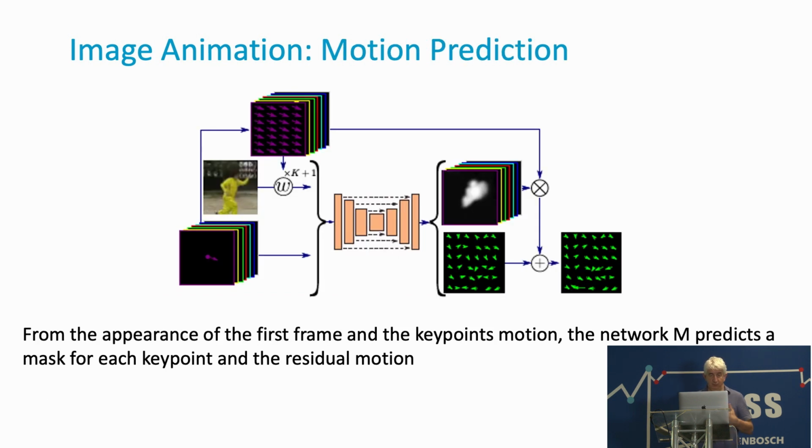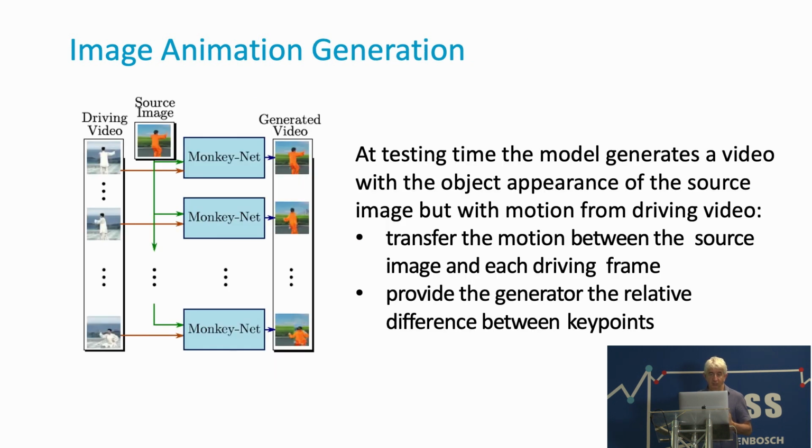All right, so for the motion prediction, you have the appearance of the first frame, the key point motion, and the motion predictions, and then we just predict the mask. We tell on which part of the image we need to change these key points, and we get the residual motion. Then at testing time, we generate the video with the object appearance of the source image, but with the motion from the driving video. That was the example that I was showing you with animation at the beginning of the presentation.